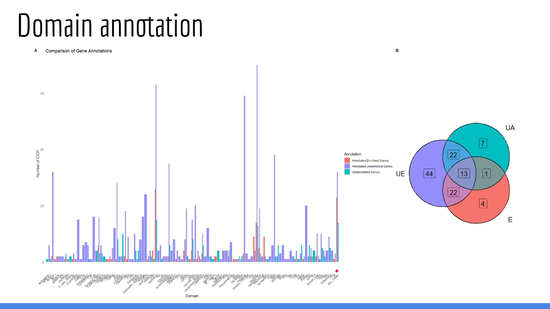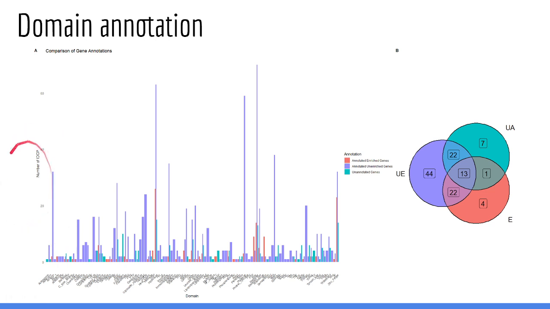Taking the interesting categories from the enrichment analysis and the gene set enrichment analysis, we performed a domain annotation using InterProScan. To this domain annotation, we applied a text filter of 255 terms that we thought were closely related to immunity. And from this, we got these 107 domains, interesting domains that we thought are related to immunity.